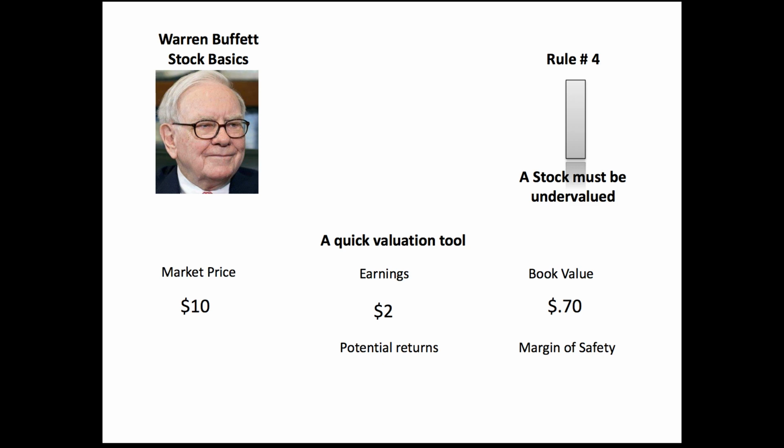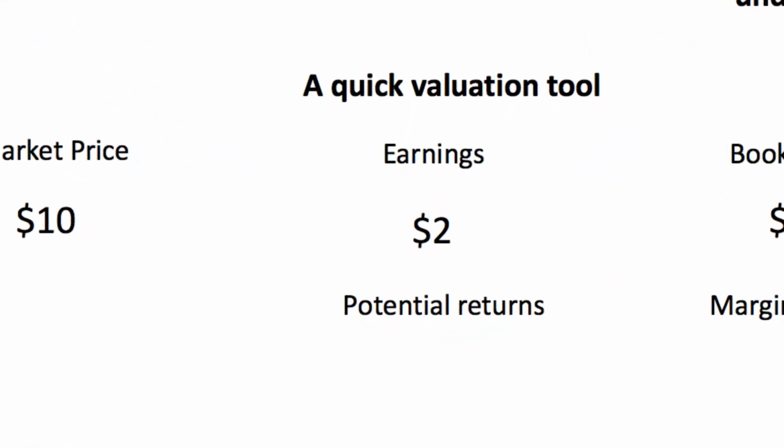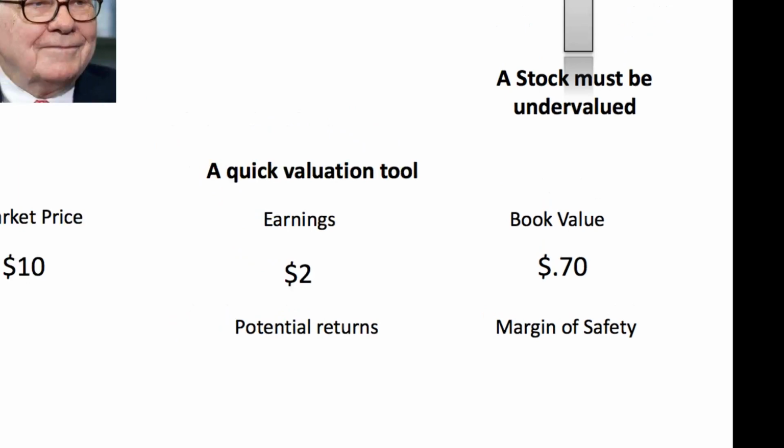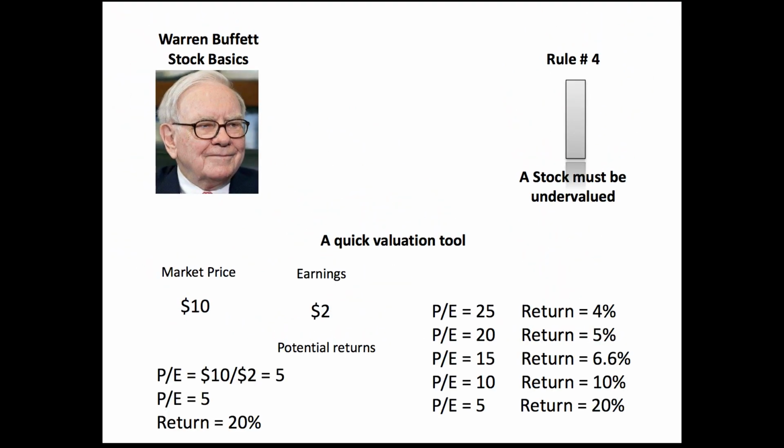And what Warren Buffett does with this quick little valuation tool that I'm going to teach you here is he wraps all 3 of those terms into one quick assessment. And so what we're going to do is, as you look at the earnings there, that tells us our potential returns. You're going to take that and you're going to combine it with your book value, which is your assessment of your margin of safety, and you're going to get a quick and easy way to assess the company. So let's go to the next slide here.